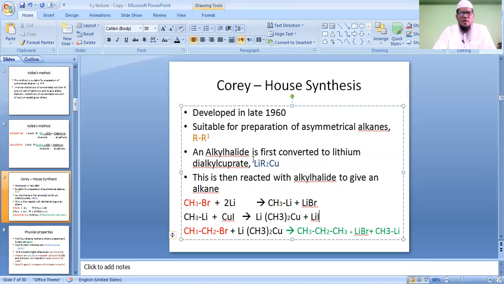अगर आपको याद नहीं आ रहा है तो कोई बात नहीं, आप डायरेक्ट यहाँ से स्टार्ट कर सकते हैं। लिथियम डायल्किल क्यूप्रेट, it is reacted with alkyl halide to give alkane or higher alkane.